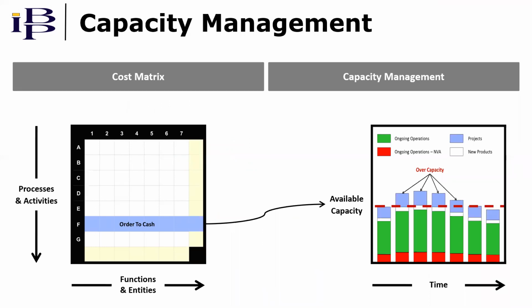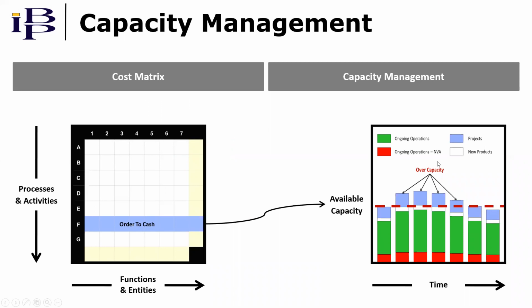So this cost matrix that we talked about earlier, on a forward-looking basis, one of the things that a model is doing is actually allowing you to quantify how much work we've got. And you should be able to actually quantify that work both in terms of value added and non-value added.